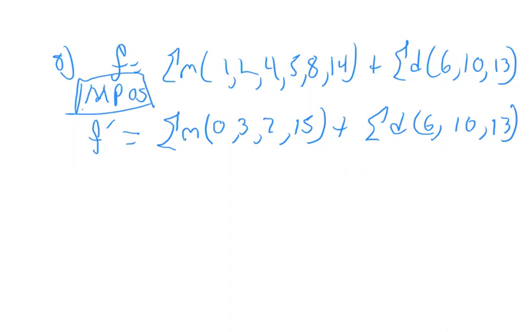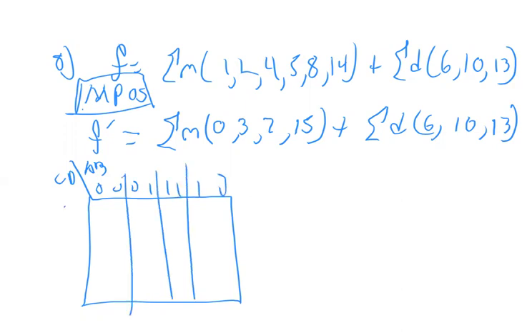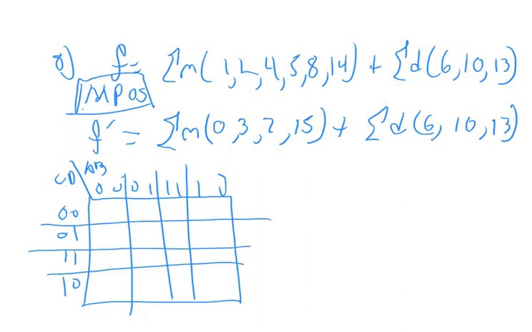Yeah, let's do the K-map again. A, B, C, D, 0, 0, 0. Hey, Professor, wouldn't there be one more product in f prime? Wouldn't there be also 9 as well? And 11. Let's see. Yep.